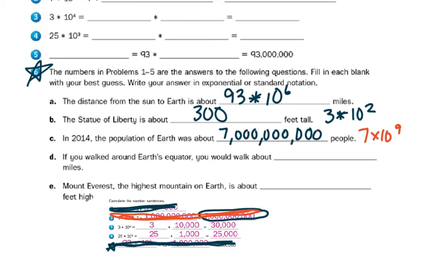D, if you walked around Earth's equator, you would walk about blank miles. How many miles? Is this one 25,000? You would walk 25 times 10 to the 3rd power, or what we would call 25,000 miles. And lastly, Mount Everest, the highest mountain on Earth, is about 30,000 feet high.